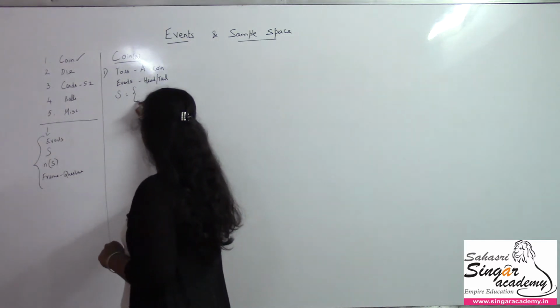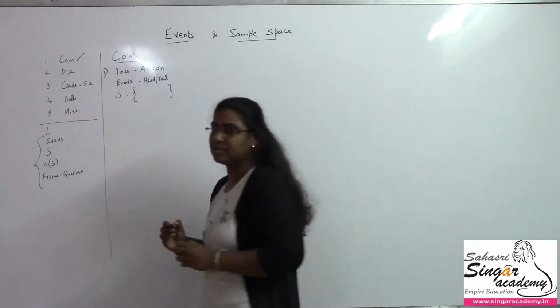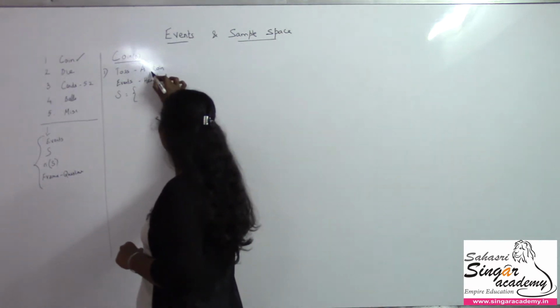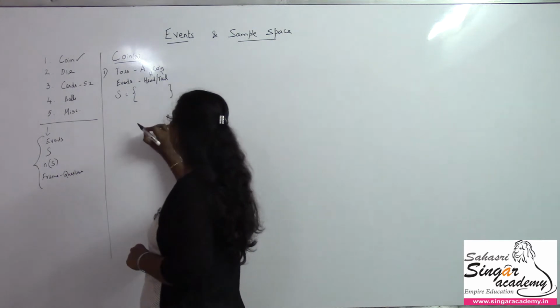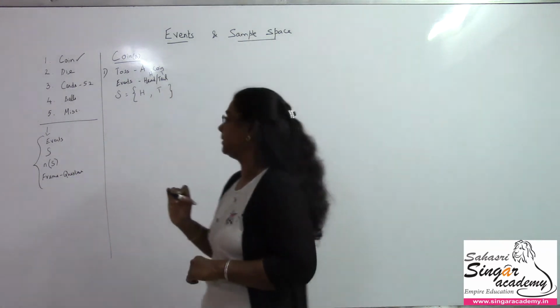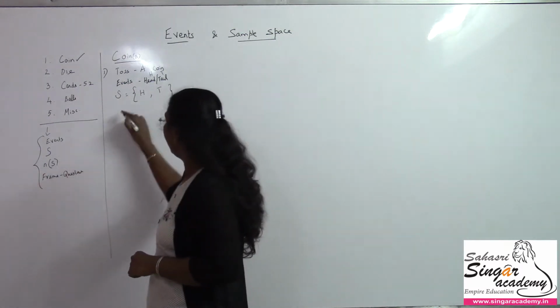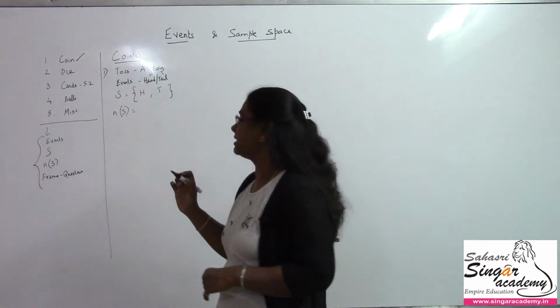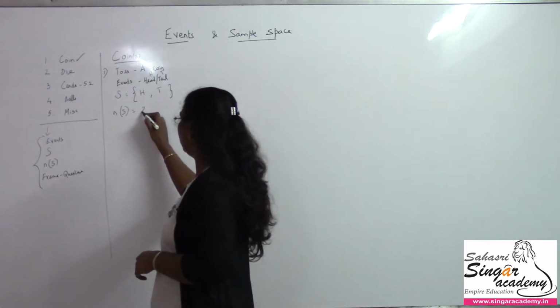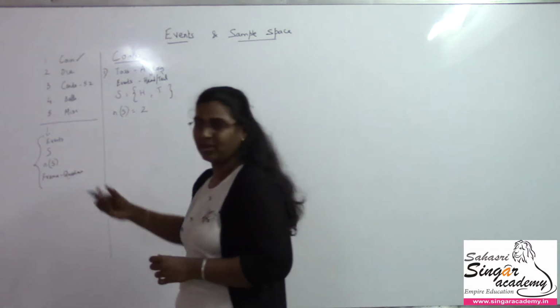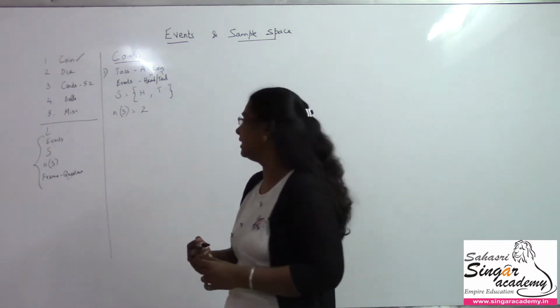I'll use curly brackets, which represent a set. Let me name head H and tail T. So H comma T will be there in the sample space. N of S, that is the cardinal number. Cardinal means the number of elements present in the sample space. There are 2 elements. What kind of questions can we frame? Let me go in this order, it will be comfortable for you to generalize the cases later.